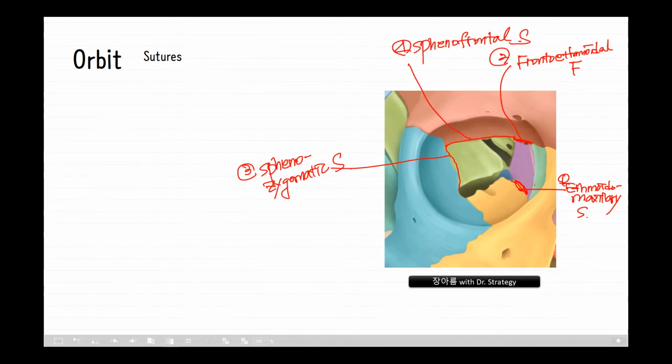And the lacrimomaxillary suture. This suture cannot be easily seen in this position, but the lacrimomaxillary suture. And the lacrimoethmoidal suture. This one.